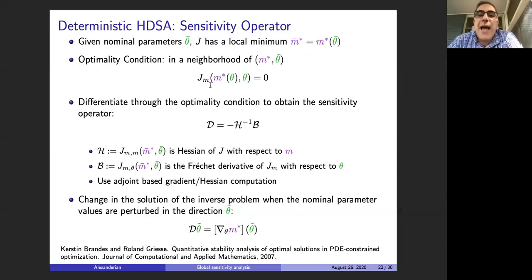And I can consider the optimality condition. This first order optimality condition is the derivative equal to 0. And here we are using essentially the implicit function theorem. And we can differentiate through this optimality condition. And once you work it out, you get this equation for this derivative operator. That's the sensitivity operator of the solution of the inverse problem to theta. And this is the inverse of H times B, where H is the Hessian. B is the operator corresponding to the mixed derivatives. That's the derivative of the gradient with respect to theta.